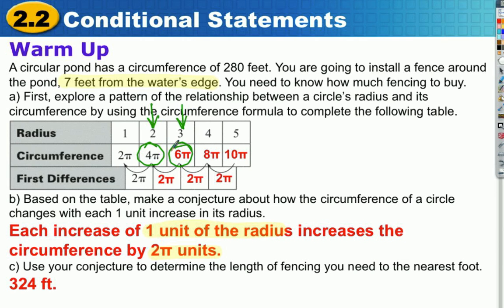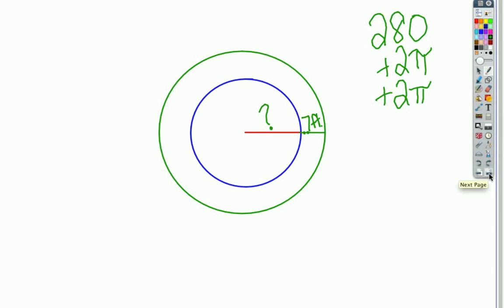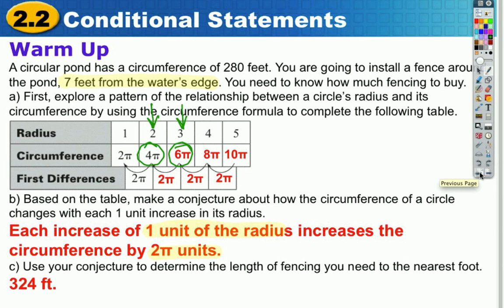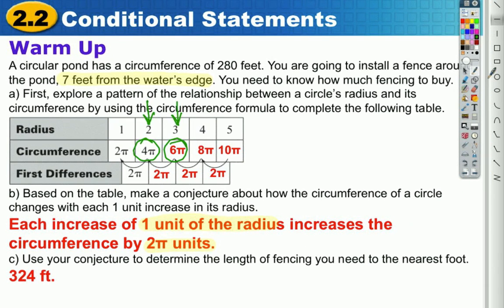6 pi. So what's missing from my table that would be very helpful? Because it's not increasing by 1, it's not increasing by 2. What is it increasing by? Davis? 7. So what should be in my table? That's 6 and 7. The 6, well, we don't need the 6, but yeah, we could put it in. But I need the 7.